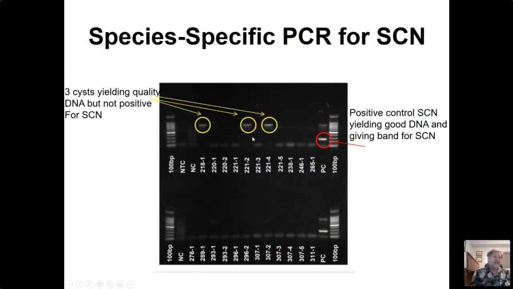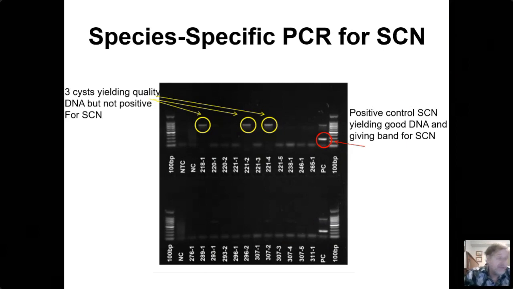We developed a molecular PCR test using a mitochondrial gene. We've proved that this gene works for various SCN populations from around the world and is negative, doesn't work, for other non-soybean cyst nematodes.